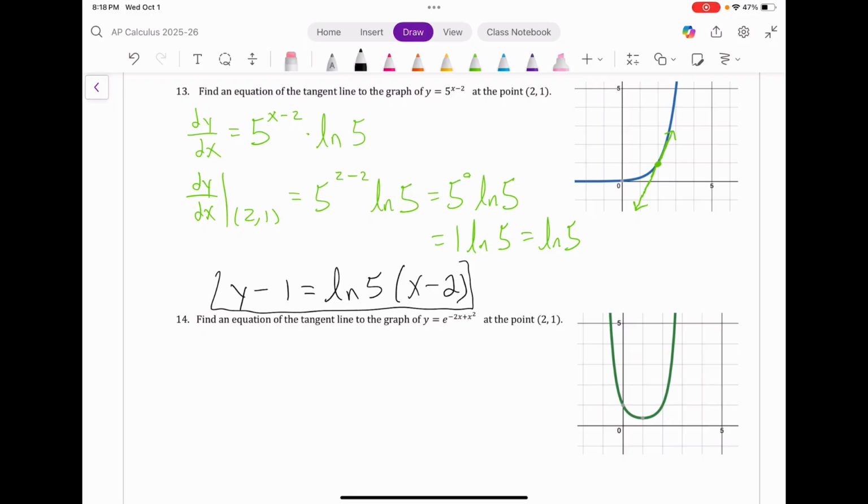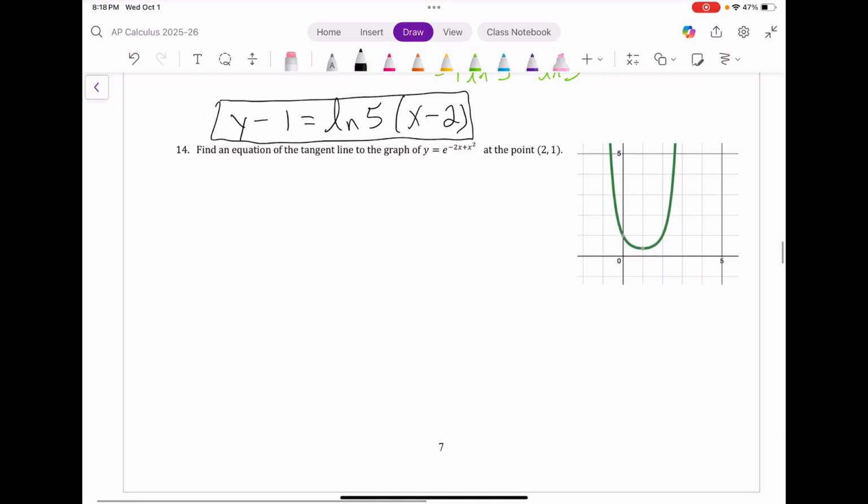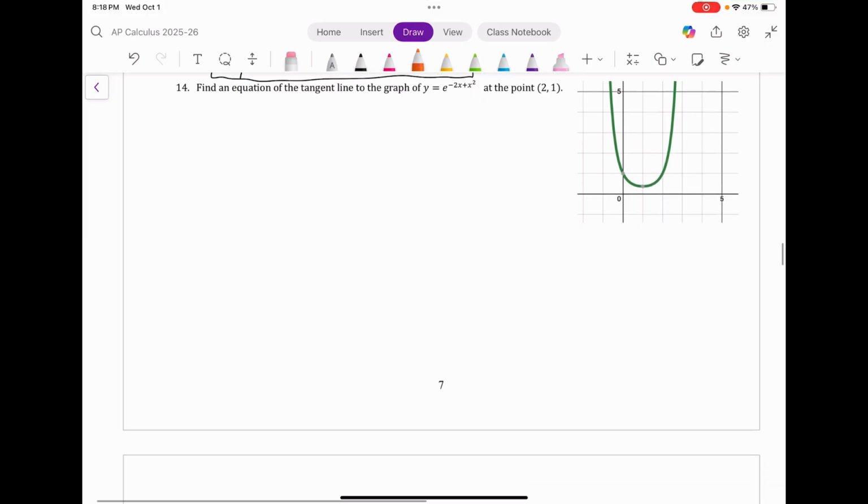All right, moving on to 14. Okay, find the equation of the tangent line to that graph at 2, 1. So we're trying to find that line. All right, so first thing, find the derivative. So since it's exponential, the derivative would be the same thing, times the chain rule, times the derivative of the exponent. So that'd be negative 2 plus 2x.